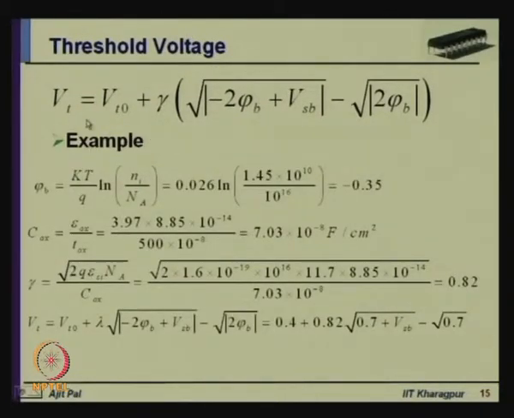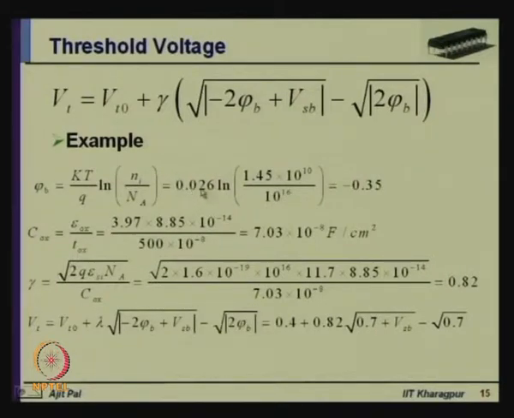Now, let us take up an example. Let us see how we can calculate the threshold voltage, and how exactly the threshold voltage varies as you vary the substrate bias. Phi b is equal to, you can substitute different parameter values. Ni is equal to 1.45 into 10 to the power 10 per centimeter cube, and Na is equal to 10 to the power 16.